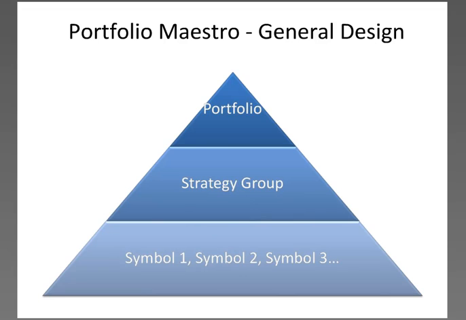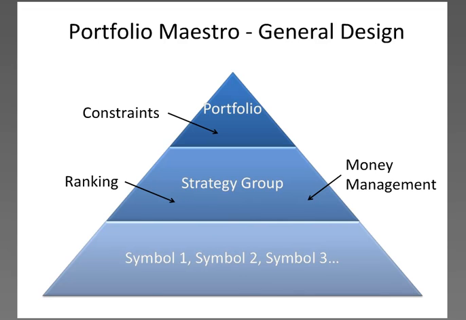So last time we focused on ranking and money management within Portfolio Maestro. And they reside at the strategy group level. Now today, we get to look at constraints and portfolio stops, and they reside at the portfolio level. So the more we add concepts and functionality in this series of presentations, the more important it will be to remember the general structure of Portfolio Maestro, to keep in mind where the different pieces belong.